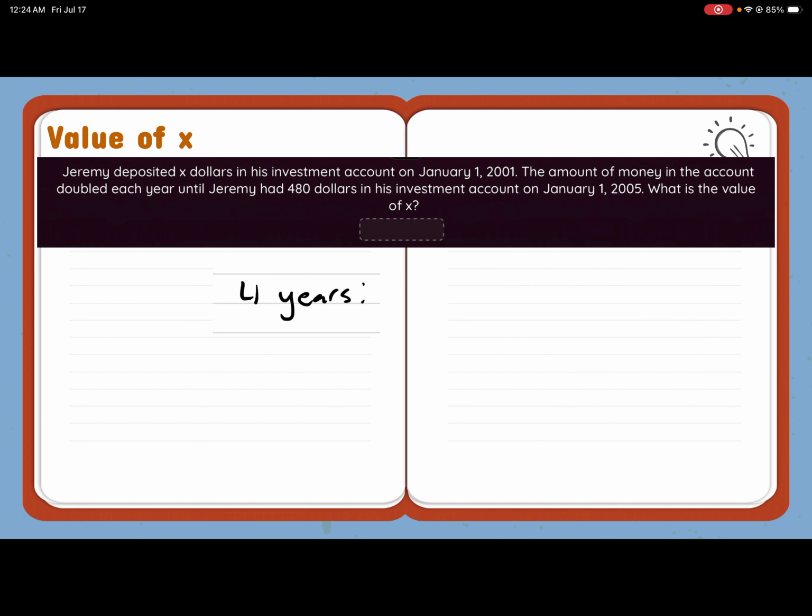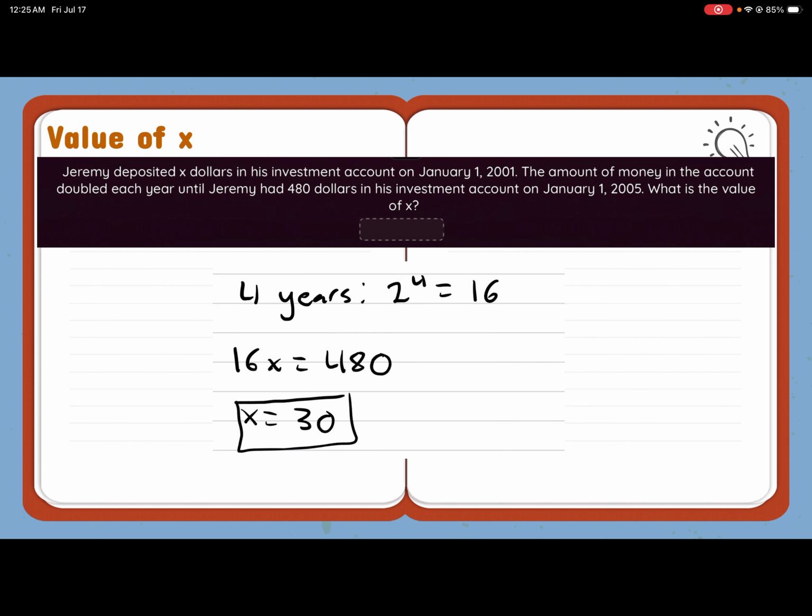So x is the amount of money he started with, and after 4 years, his money doubled 4 times. So we can just do 2 to the 4th to get 16. 16x equals 480, and x equals 30. Now, if you do want to double check, which I recommend, it doesn't take too much time anyway, you can just multiply 30 times 2 four times, and you'll end up with 480.